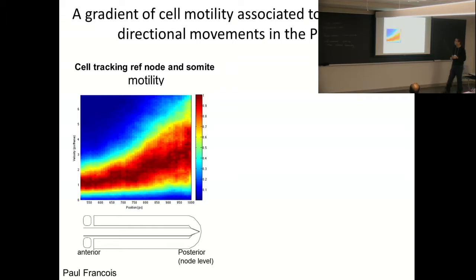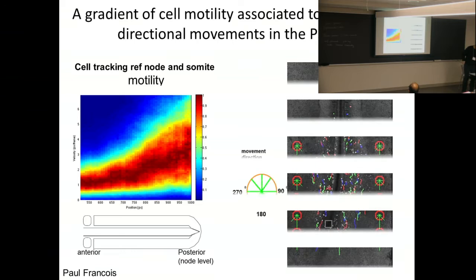And then with Paul-François and Bertrand, we started to look at the behavior of cells in the presomitic mesoderm. What Bertrand did is to label cells with a nuclear label and then monitor their movement in the presomitic mesoderm, the tissue that, when ablated, blocks the elongation movement. And what Paul could show is that there was a very significant gradient of cell motility in the presomitic mesoderm, running from anterior to posterior, with a peak of motility found in this posterior region that controls the elongation movement.